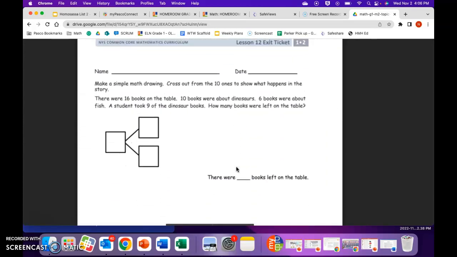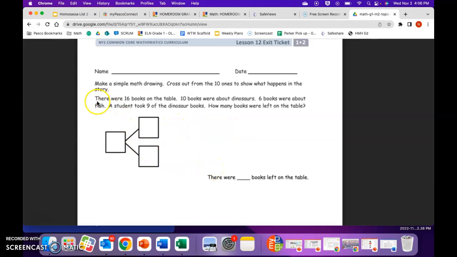It looks like this. So here is your word problem. Here is that number bond that you need to fill in. And then remember, next to each part in your number bond, that's where you're going to draw your picture, okay? Then you're going to cross off the 9 from the 10 and then see how many you have left.